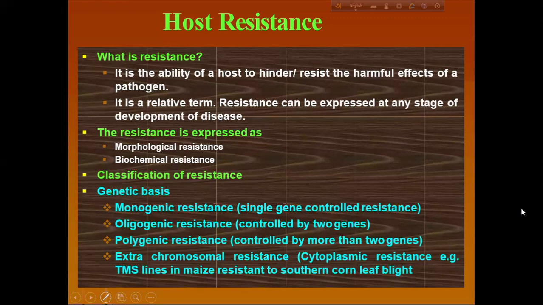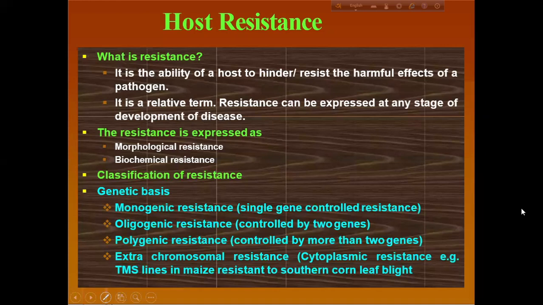Then we can classify the host resistance based on a number of criteria. For example, based on genetics, we can classify host resistance as monogenic resistance. The resistance which is controlled by one gene, a single gene, we call monogenic resistance. And on the other hand, the resistance which is controlled by two genes, we call oligogenic resistance. And polygenic resistance is resistance controlled by several genes, multiple genes, many genes.